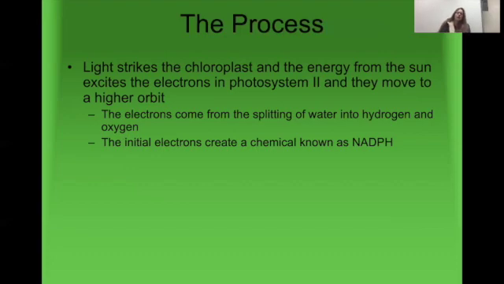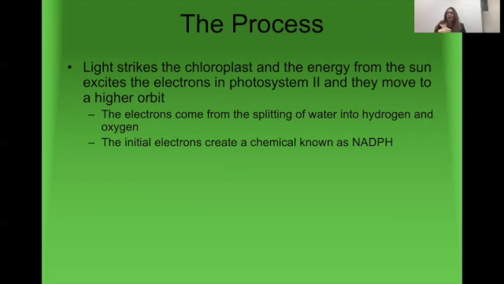We're going to start with the light-dependent reaction. This is a reaction that relies on light. If you don't have light, it doesn't happen. So the first thing that's going to happen is that light strikes the chloroplast, and the energy from the sun splits water. The oxygen gets released, great for you because you need to breathe it, and that hydrogen now becomes our bundle of energy. This is all occurring in photosystem 2.